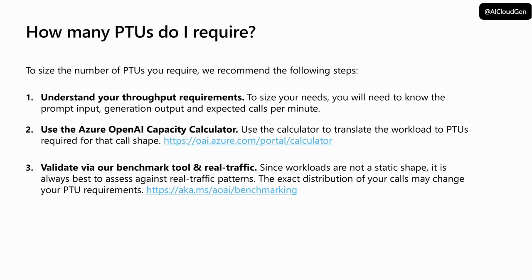So once you do all these things, there will be some basic questions in your mind. How do I know what the size, or the number of PTUs, should be for my project? The first thing is you need to understand your throughput requirements: what the prompt input should be, what the generated output should be, and what the expected calls per minute are for my solution. Then you'll be using the Azure OpenAI capacity calculator. Once you use the calculator, you can translate your workloads into how many PTUs you really require. And then finally, you can validate it using the benchmark tool and with real traffic.